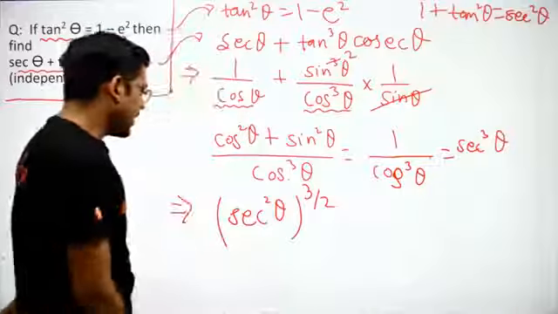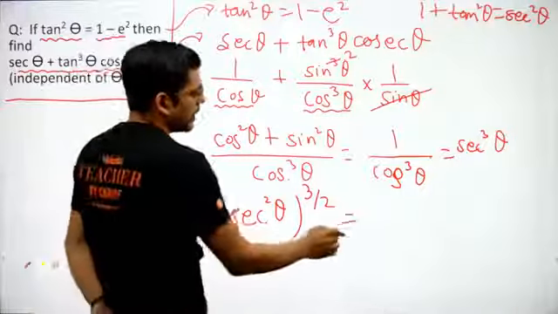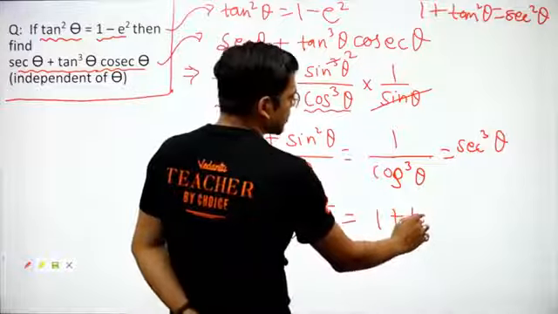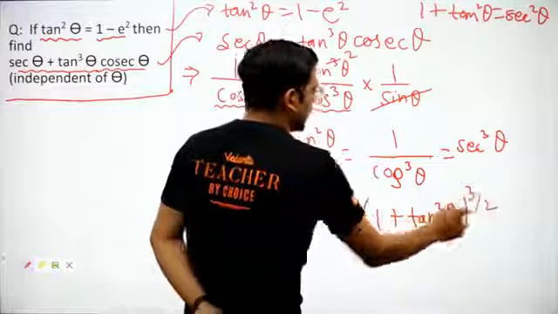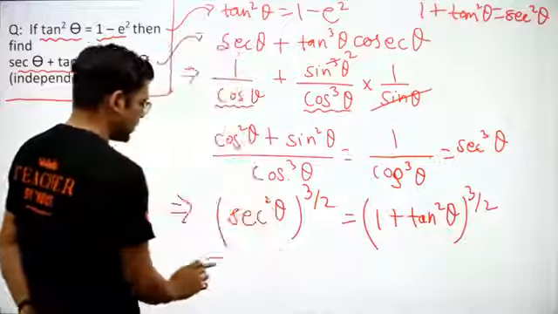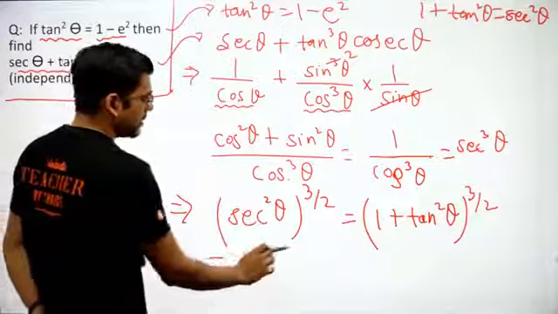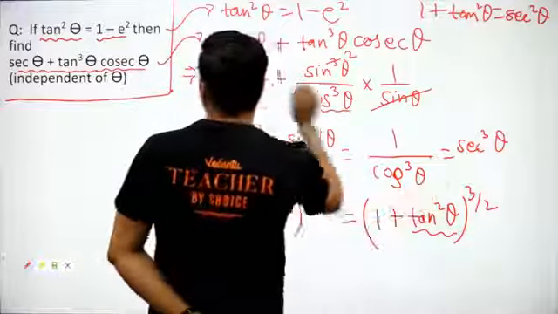Now, if sec square theta is written here, I can write it as 1 plus tan square theta whole raised to power 3 by 2. The value of tan square theta will come from here.